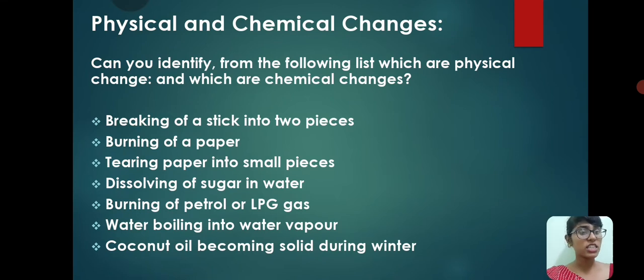As we studied earlier about what is physical change and what is chemical change, from the list given below, can you identify which are physical changes and which are chemical changes? Breaking of a stick into two pieces is a physical change. Tearing paper into small pieces is also a physical change, but burning of a paper is a chemical change. Likewise, we can relate from the following list which are physical changes and which are chemical changes.